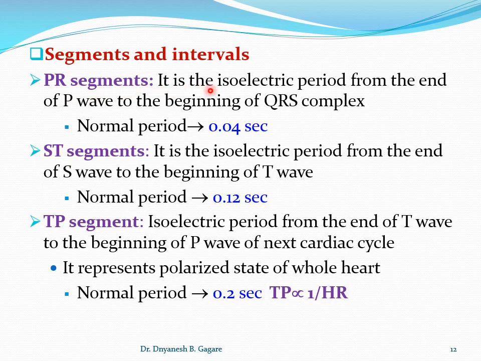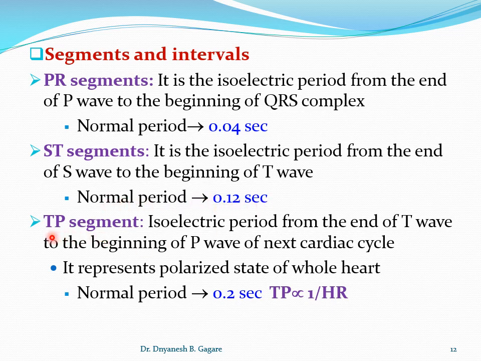First there is the PR segment. It is the isoelectric period from the end of the P wave to the beginning of the QRS complex, and it is normally 0.04 second. Then what is the ST segment? It is the isoelectric period from the end of the S wave to the beginning of the T wave, and that segment is 0.12 second.